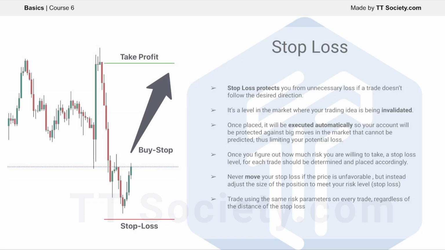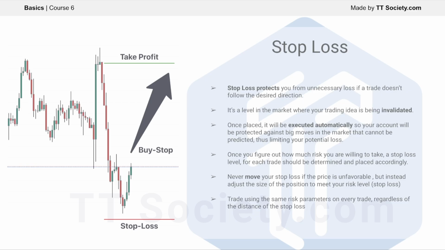Stop losses. Stop losses are part of a trading plan. They are part of your daily trading activity and are crucial protecting your account from losses. There are levels in the market that are invalidating your ideas. They are being executed automatically. And once you figure out how much risk you're willing to take, a stop loss level for each trade should be determined and placed accordingly.